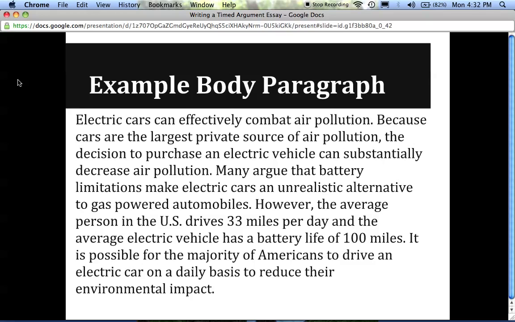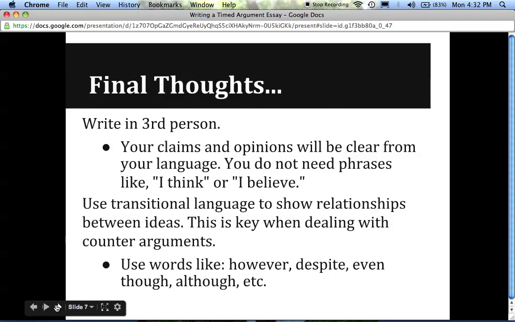It is possible for the majority of Americans to drive an electric car on a daily basis to reduce their environmental impact. Now, clearly, if the writer had time, you could develop that and make it a little deeper, but this makes a clear argument. It presents facts. It has a counterargument. It refutes the counterargument with fact, and then it wraps up.